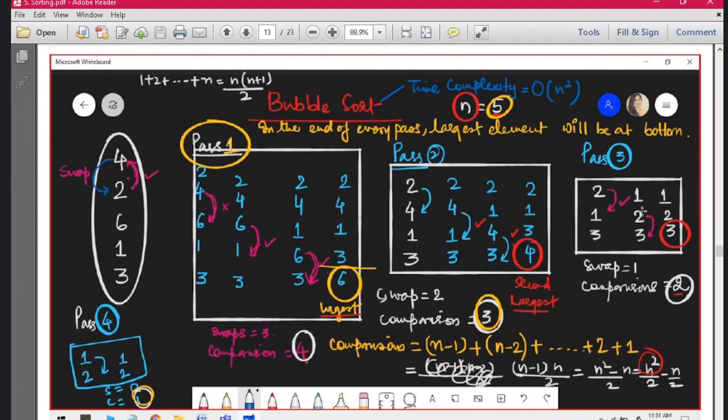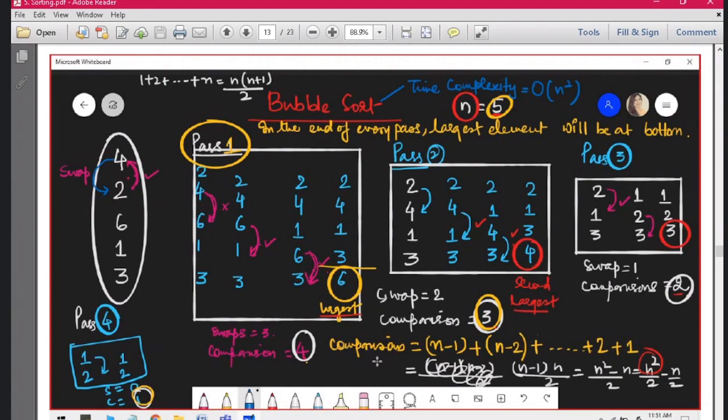Now come to pass 3, here we have 3 elements, and we have put a tick, only one tick mark is there, so the number of swaps is 1, and comparisons are 2 because 3 elements are there. Now in the last pass, there is no swap, the swap is 0, and there is only one comparison, so I have written the number of comparisons is 1.